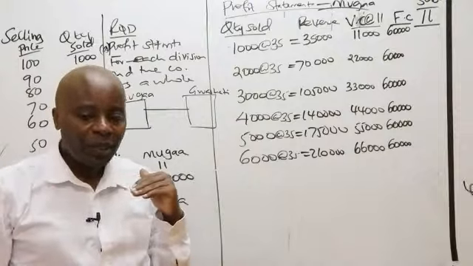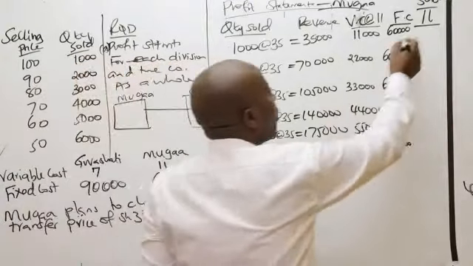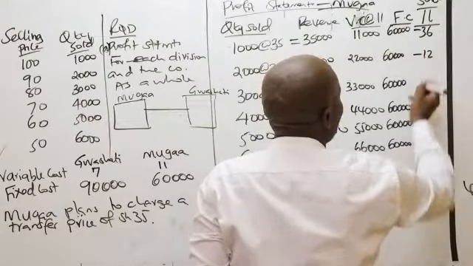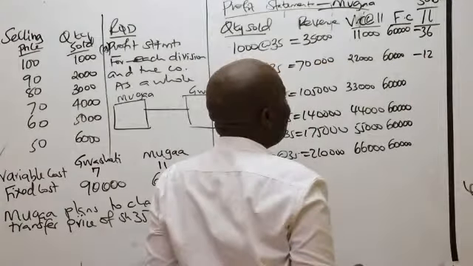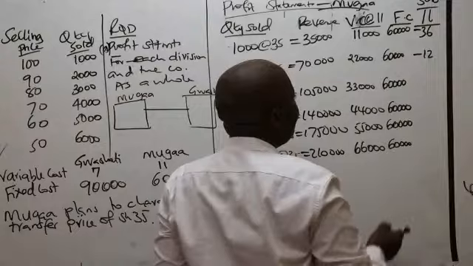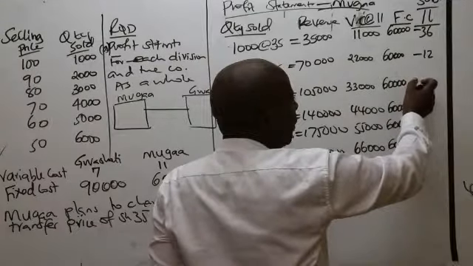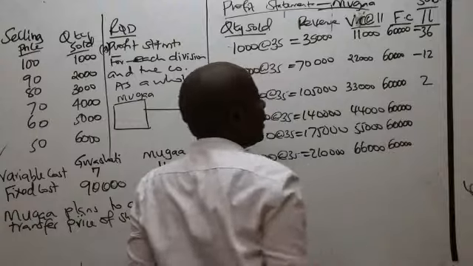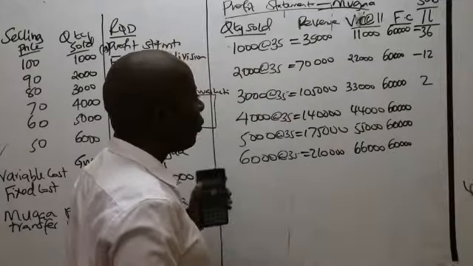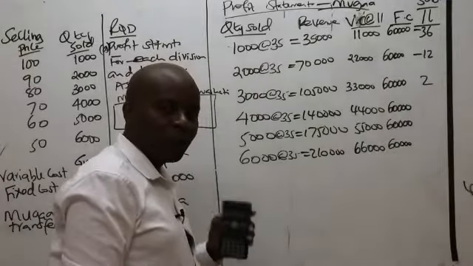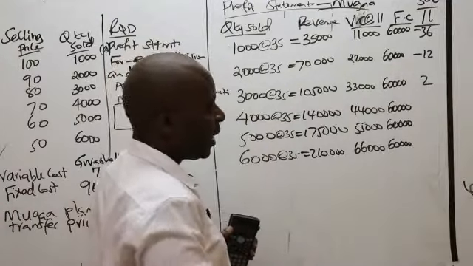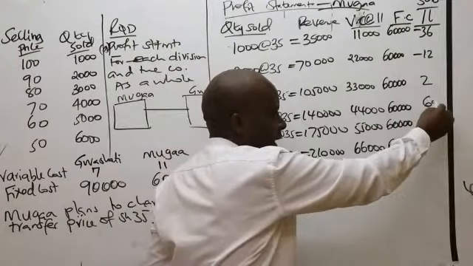Negative 36. Thank you very much, Jockey. And negative 12. The next one is negative 12. And then the third figure according to Edith is 2. The fourth profit, Edith is saying again 60,000. This one is supposed to be 60.